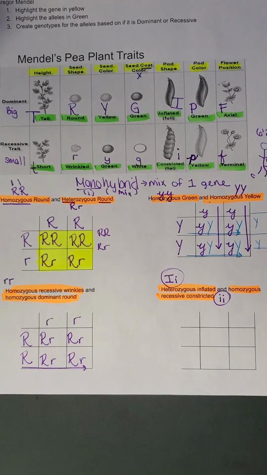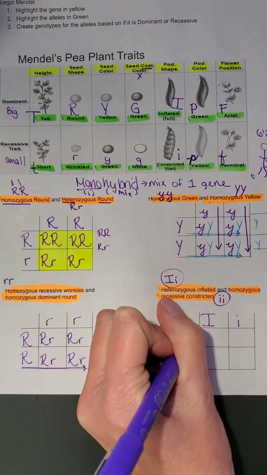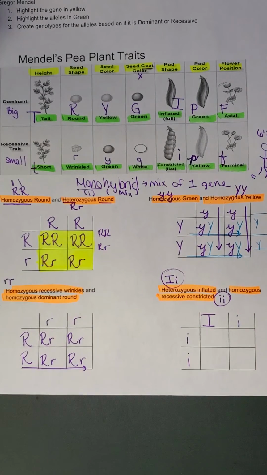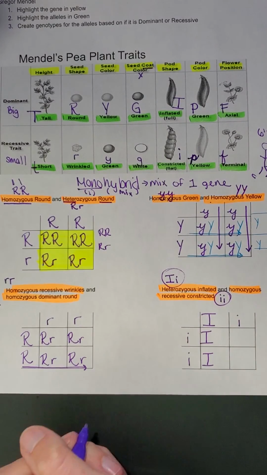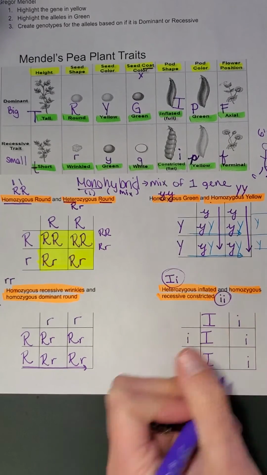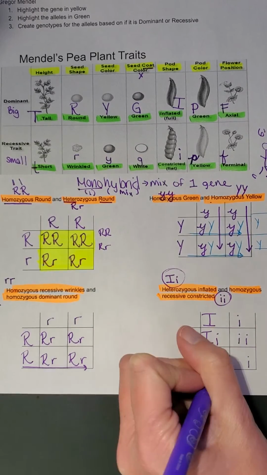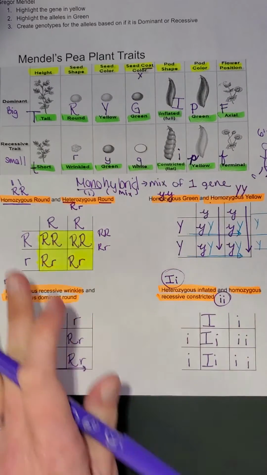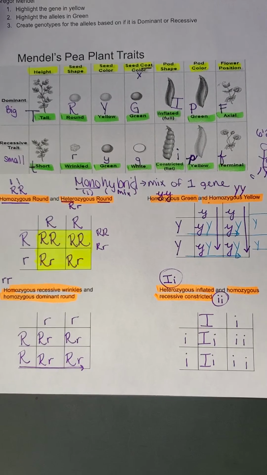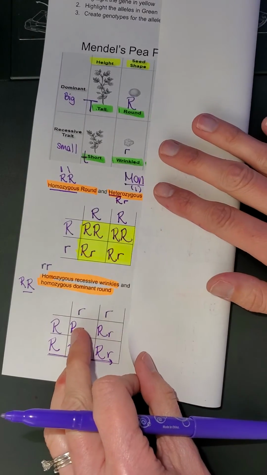Okay. You should have put the parents on like that. And then code it out down, down, down, down, across, across, across, across. All right? So that's how you do a monohybrid. All right? Now, I want you to take your paper and fold it like this.